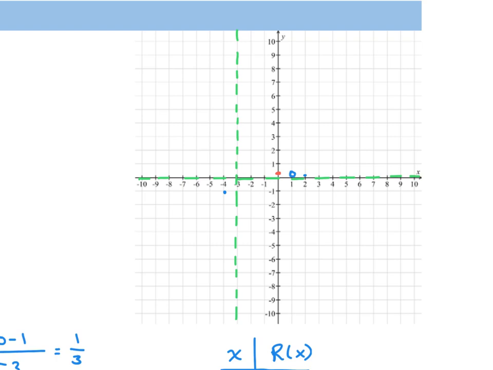So now we approach our horizontal asymptote, and then we're going to approach our vertical asymptote from this side, go through our point, meet up at our hole, and then approach our horizontal asymptote. And there's our graph.